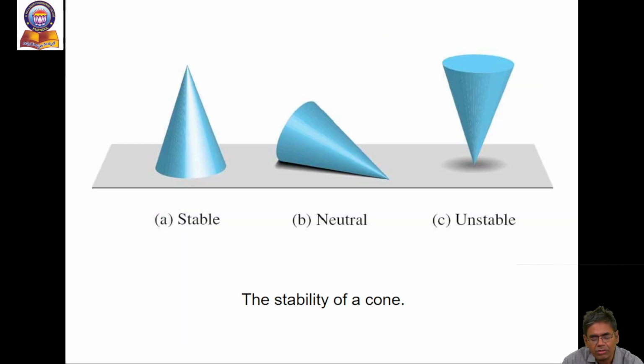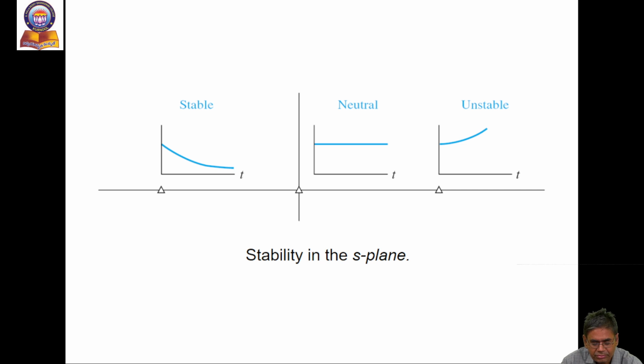These are some examples, some pictures about stability. This cone is a stable condition. The second one is a neutral condition. This is an unstable state. One is a stable condition, another is marginally stable, and another is unstable. In the S-plane representation, the response c(t) with respect to time: the first one is a stable condition, the second one is a neutral or steady state condition, and when the response c(t) increases as time increases, the system goes to an unstable condition. This is the stability in S-plane representation.